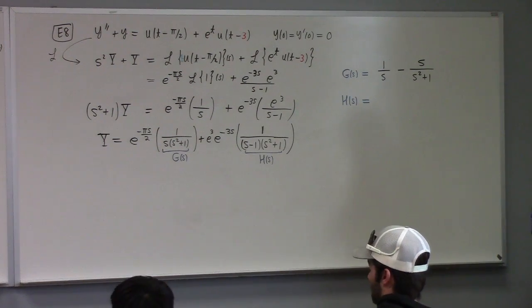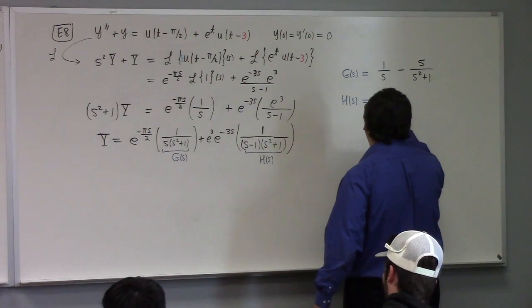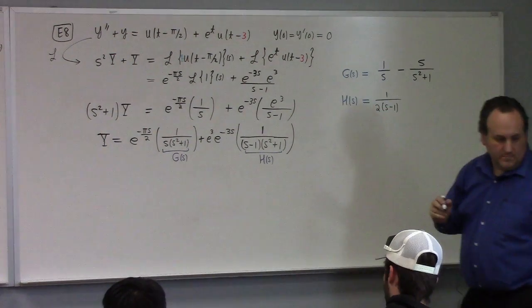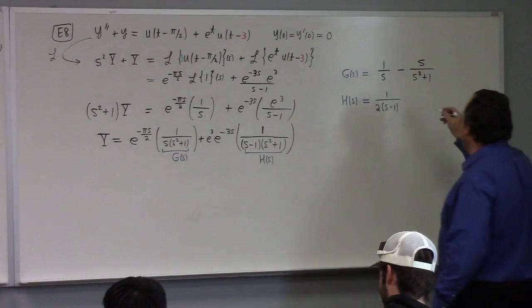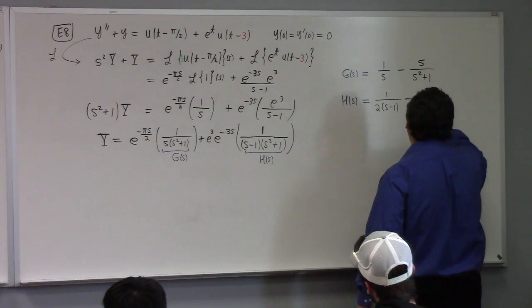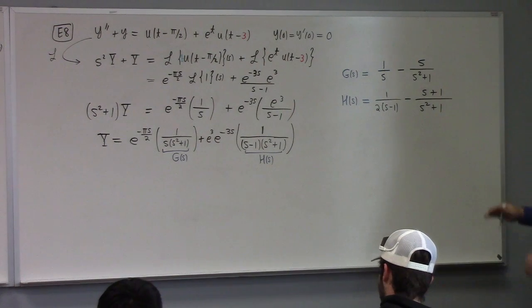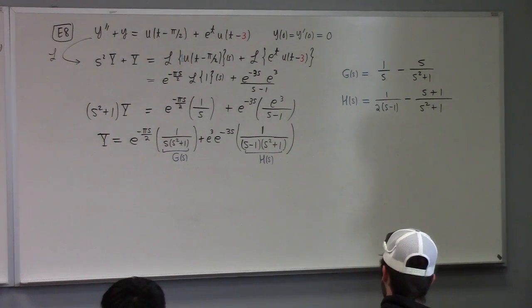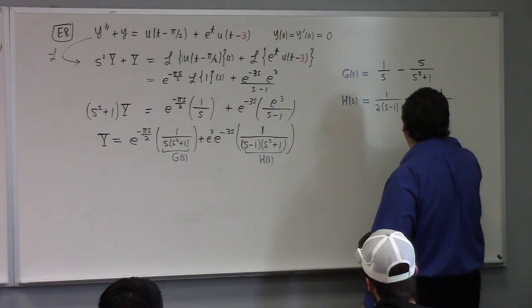Anyway, so that one is 1 over 2 times s minus 1. And then minus x plus 1. The minus is outside, okay? And then s squared plus 1. Yeah, there's an s. Sorry, my x's are showing here. We're good. And there's a 2 down here as well.